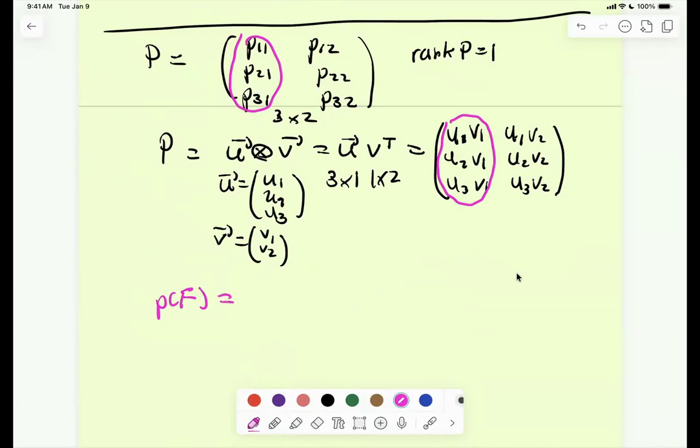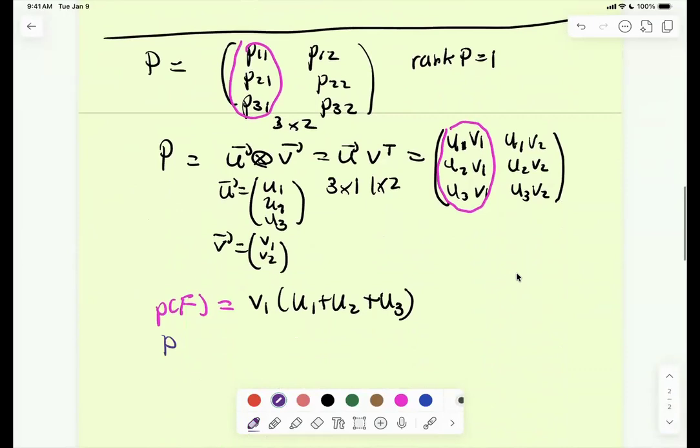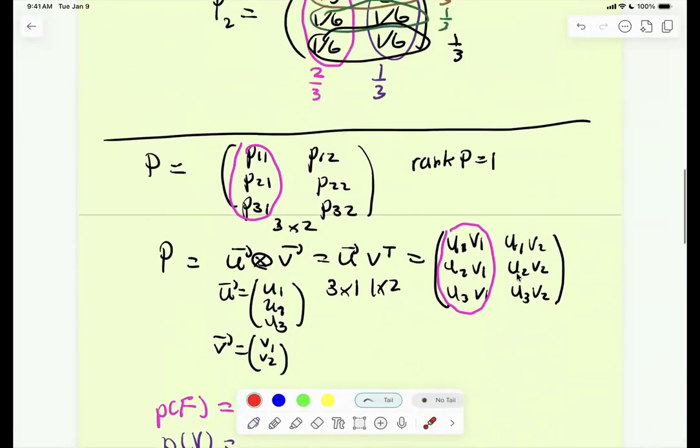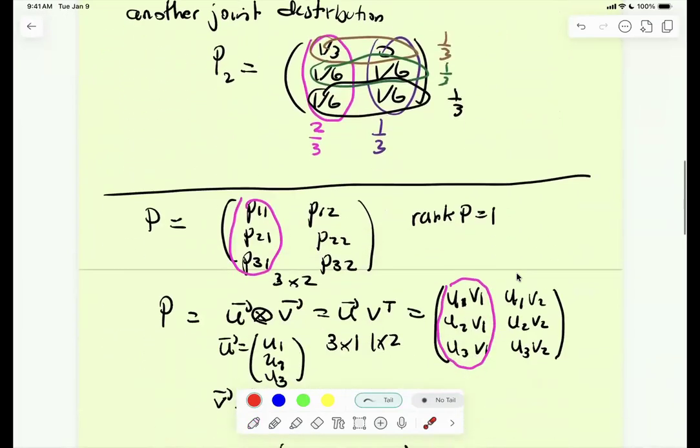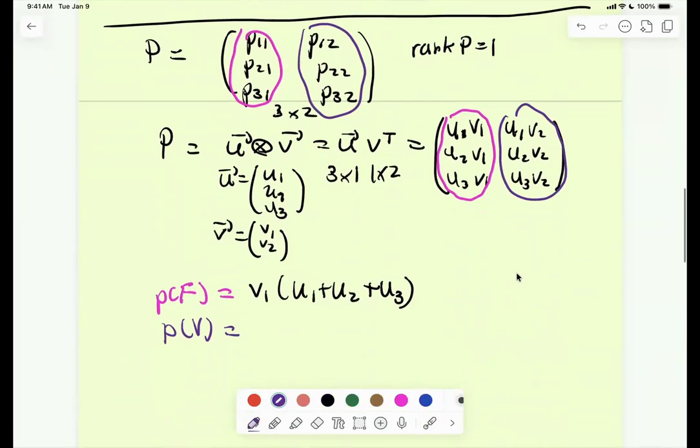And then, when you add them together, you can factor out a V1, right? And then you get U1 plus U2 plus U3, right? And then the other one was the probability of getting a vegetable, right? The second column was the probability of getting a vegetable, which corresponds to the second column. And when you add the second column here, you factor out the V2, and that gives you U1 plus U2 plus U3.